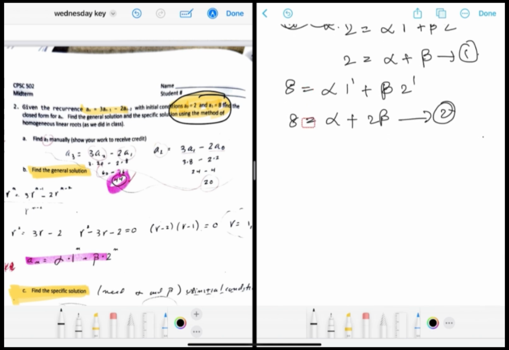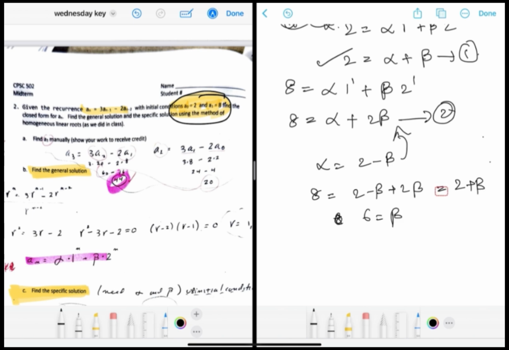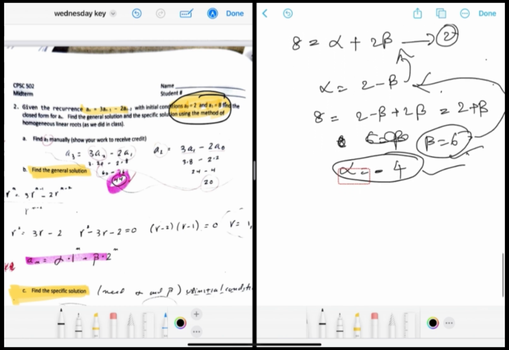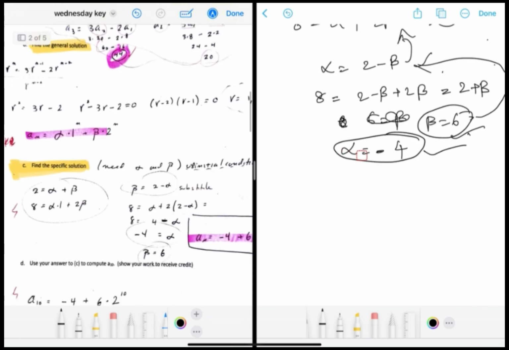So if we do that, from here we can write alpha is equal to 2 minus beta. We'll substitute this in this equation. 8 is equal to 2 minus beta plus 2 beta, which is equal to 2 plus beta. So 6 is equal to beta, or else beta is equal to 6. Yeah, we can write that. So if we substitute the beta value in this equation, we'll be able to get alpha is equal to 2 minus 6, which is minus 4. So yeah, we got our alpha and beta. We write this in our general solution and we'll be able to get the specific solution.